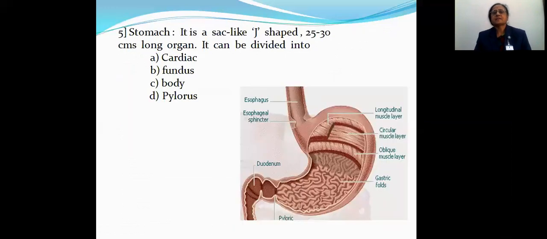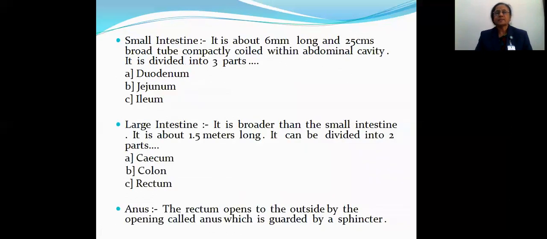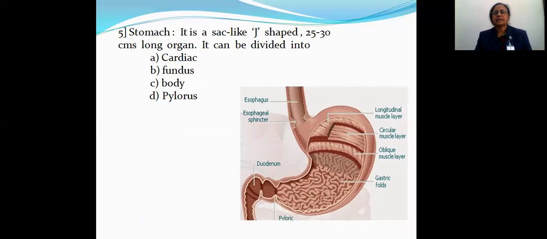The next part is the stomach. The stomach is a J-shaped organ. Here you see this is a J-shaped organ. It is a sac-like organ, 25 to 30 centimeters long. It is divided into three main parts. The first part is known as cardiac. The middle part includes the fundus and body, and the last part is known as pylorus. The cardiac part is near the heart, so it is known as cardiac.